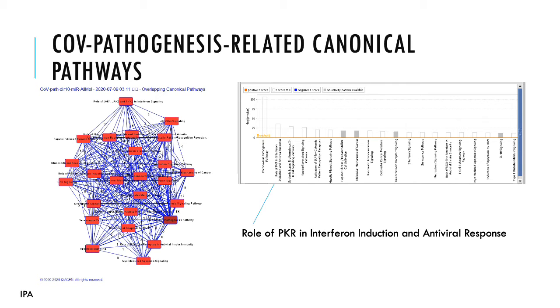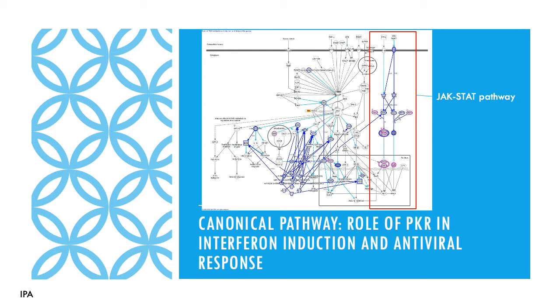This is an existing pathway associated with the pathogenesis of coronavirus, but let's take a closer look at the path of PKR related to interferon induction, and antiviral response. This is a molecular pathway associated with the antiviral response. As you can see, the JAK-STAT pathway is involved as shown in this red rectangle frame. These molecules may be therapeutic targets.